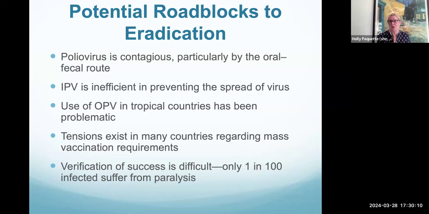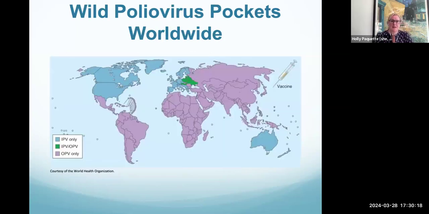It's often hard to know whether or not we've actually eradicated it or we just have a large population that is asymptomatic. So as we look at it, this is where we see polio pockets worldwide, and where we see the vaccines. The vaccines in blue are the ones that require the IPV only. Remember, that's the inactivated. The purple is the oral vaccination, the oral poliovirus only. And then we have a few countries that do both of them.